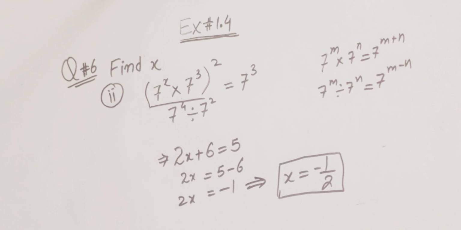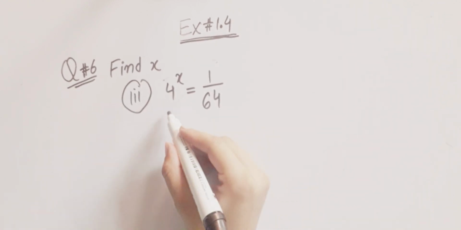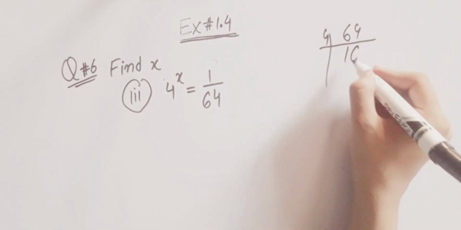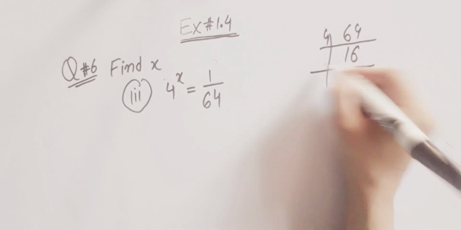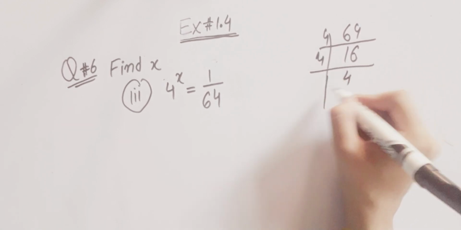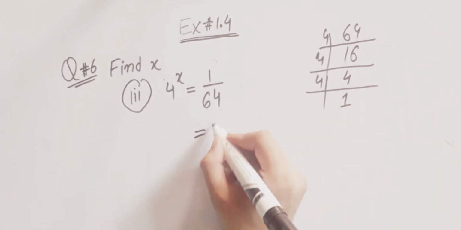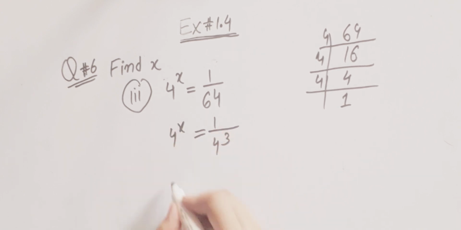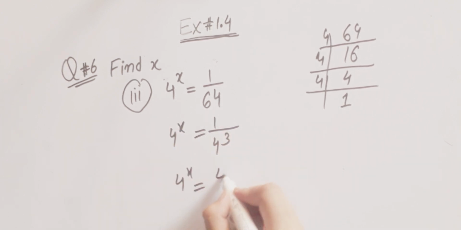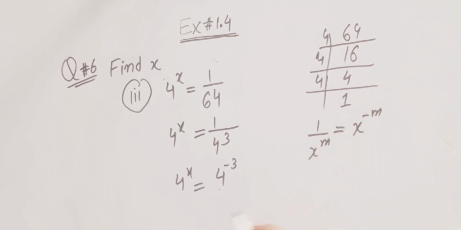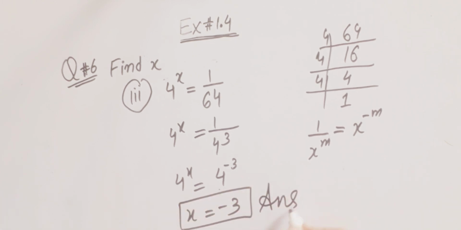Now we will solve the third part. We have 4 power x is equal to 1 by 64. First of all, make the factors of 64. Now we have 64 as 4 power 3, so 4 power x we can write as 4 power minus 3. We know that 1 over x power m is equal to x power minus m. So x is equal to minus 3. This is the answer of this question.